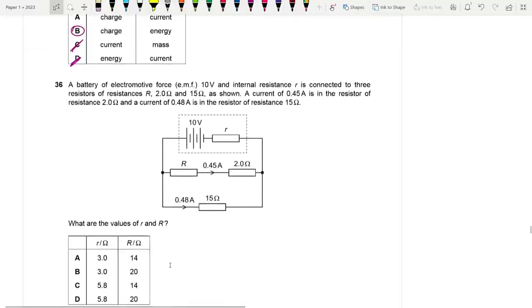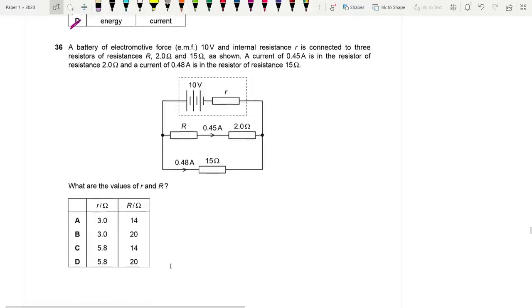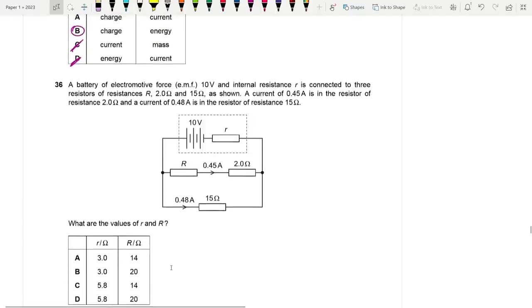A battery of electromotive force 10 volts and internal resistance small r is connected to three resistors of resistances capital R, 2 ohms and 15 ohms as shown. A current of 0.45 amps is in the resistor of resistance 2 ohms, and a current of 0.48 amps is in the resistor of resistance 15 ohms. What are the values of small r and capital R? Let's do this, guys. So let's find out the voltage here. 0.48 times 15, that should be 7.2. So these two combined should also have a value of 7.2.